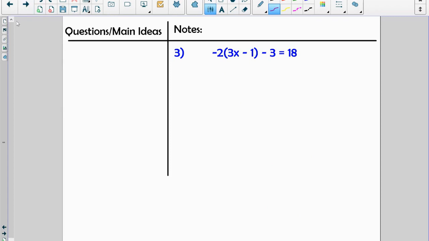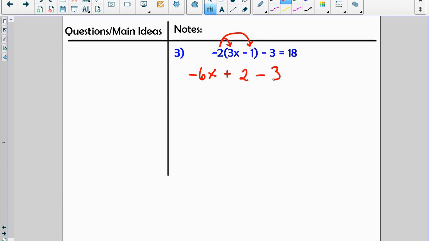Question number 3. We're starting to see the problem build a little bit more and more each time. This one has a few more steps that we're going to end up having to do. Just like in the last problem, we see that we can distribute as one of our steps. So we're going to start by distributing. So we multiply negative 2 times 3x is negative 6x. Negative 2 times a negative 1 is plus 2. Because when you multiply a negative times another negative, you get a positive answer.